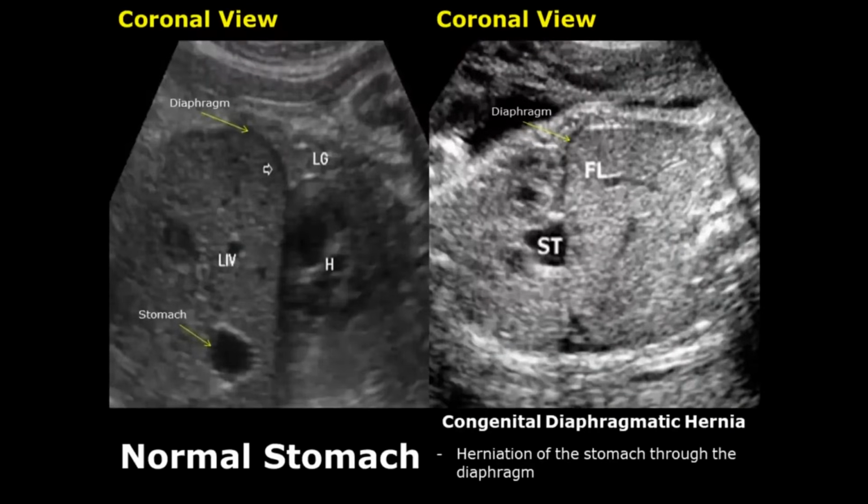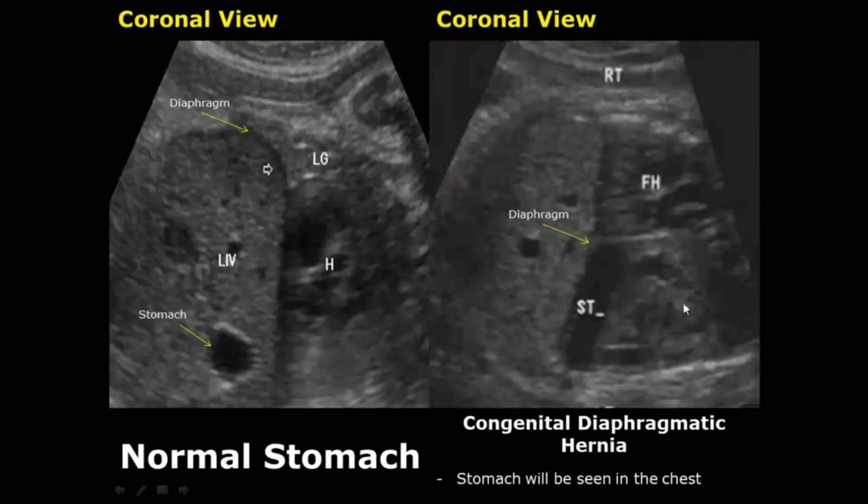In congenital diaphragmatic hernia, there is a defect in the diaphragm which will allow abdominal organs to protrude through this defect and enter the chest cavity. Mostly the stomach is seen protruding through this defect, and here you can see in this coronal view the stomach is herniating through this diaphragmatic defect.